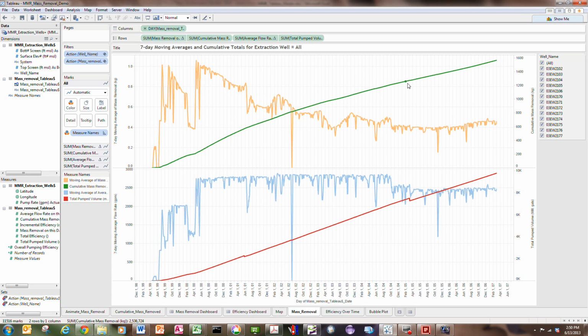And then the green line is a cumulative mass removal. So we're up to, at the time in 2007, over 1,500 kilograms of TCE removed. And then on the bottom part, a 7-day moving average of flow rate. So for CS10 total, it looks like they're pumping around 2,800 gallons per minute in total for a lot of the period, and the total volume pumped is at a staggering almost 10 billion gallons.